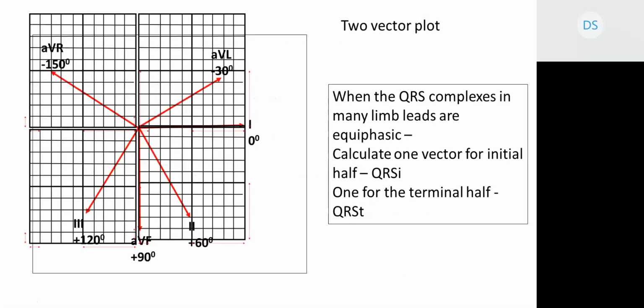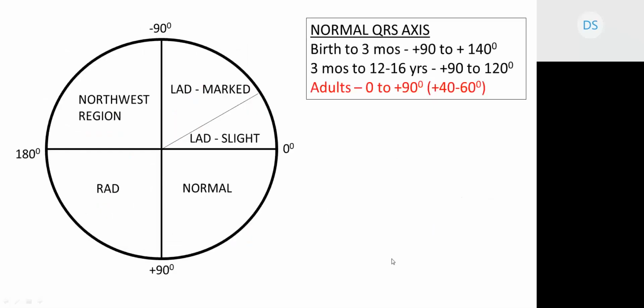Then it gets a little confusing, and there is a concept of calculating the initial vector versus terminal vector and then deciding 2 separate QRS complexes, and we are not going to go into the detail, to avoid confusion.